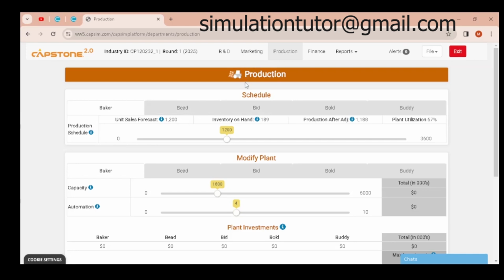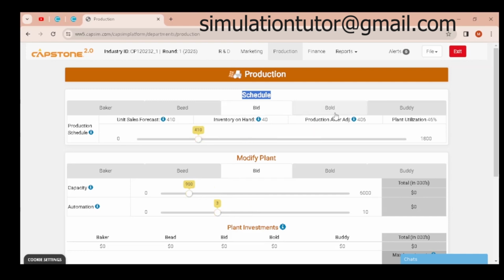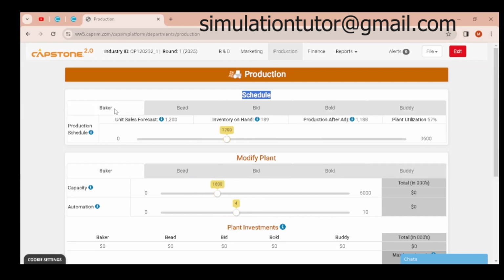So first things first, we have the production schedule, whereby we have all our products. We are still in round one of the simulation, and our products are Becca, we have Bid, the second Bid, we have Bold, and lastly we have Buddy. So if you want to make production decisions for our first product, which is Becca, you'll first see the unit sales forecast, the number of products that have been forecasted to be sold, and then you have the inventory on hand.